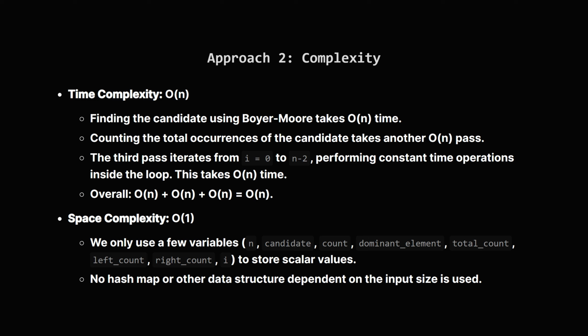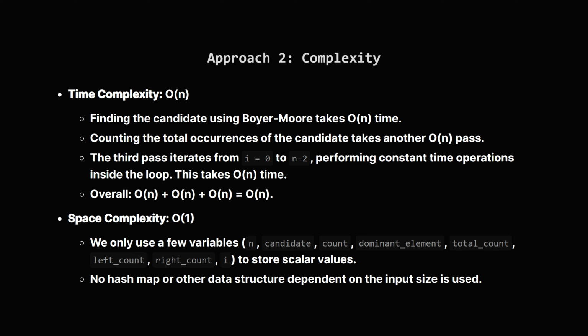Let's analyze the complexity for the Boyer-Moore-based approach. Time complexity. The first step, finding the candidate using Boyer-Moore, involves a single pass through the array nums. This takes O(n) time. The second step, counting the total occurrences of the candidate, requires another pass through nums. This also takes O(n) time. The third step involves iterating through possible split indices i from 0 to n-2. Inside this loop, we perform constant time operations. This loop takes O(n) time. The total time complexity is O(n) plus O(n) plus O(n), which simplifies to O(n).